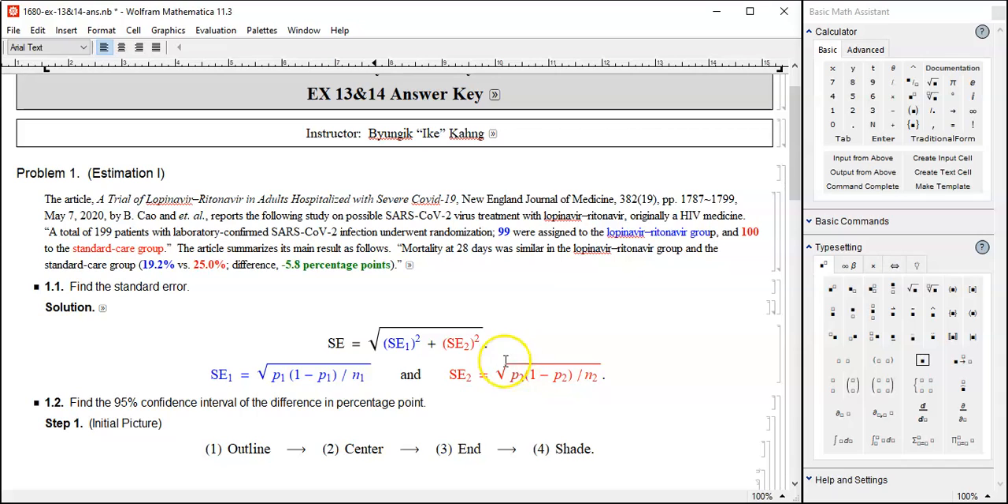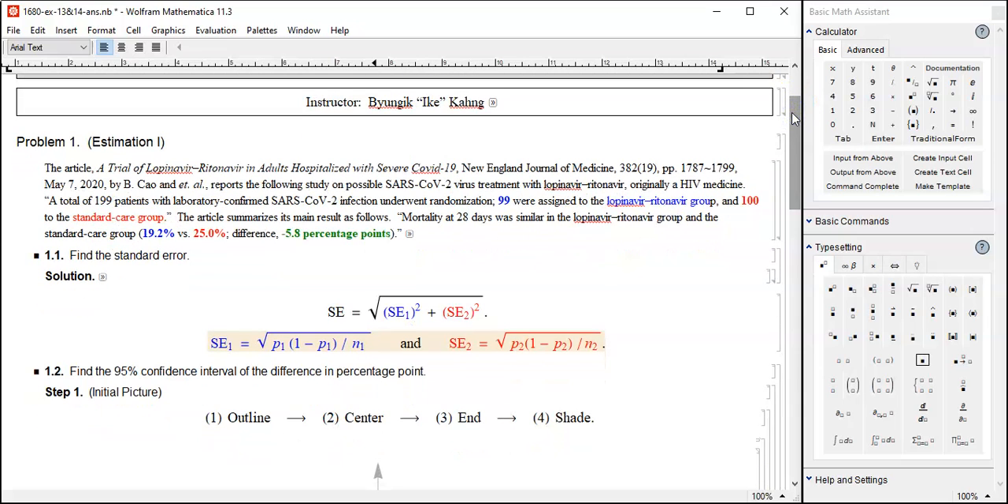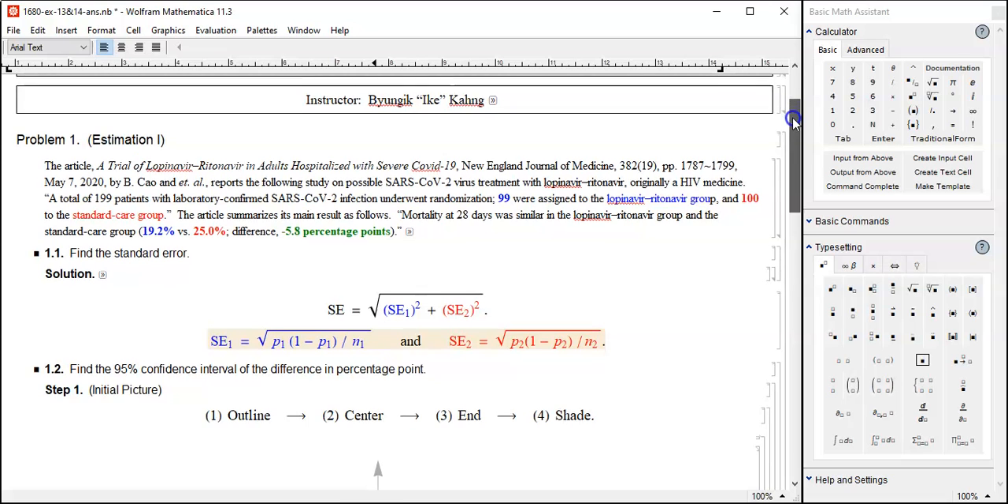Okay, that's the setting. And how do you get the standard error? You should not forget this formula. The Pythagorean formula for standard error. SE is square root of SE1 squared plus SE2 squared. And how do you get SE1 and SE2? The previous standard error formulas for each group, group 1 and group 2. Square root of P1 times (1 minus P1) over N1. I use color coding here. Remember, this is two sample inference, so you need two computations, all right?